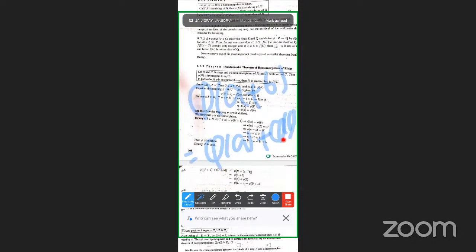So π is a homomorphism if, first condition, π(a + b) = π(a) + π(b), and π(a·b) = π(a)·π(b). This is the previous class definition.